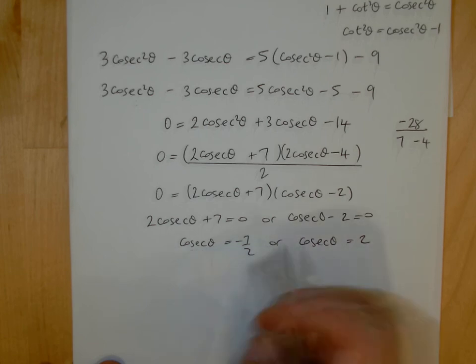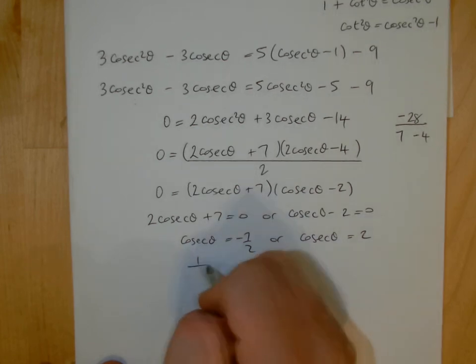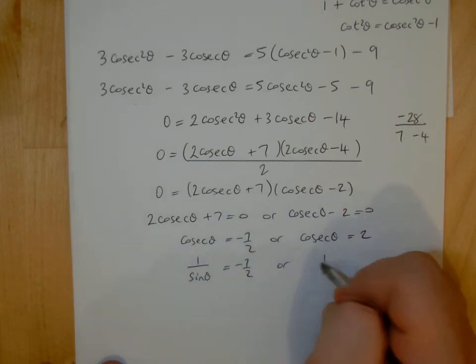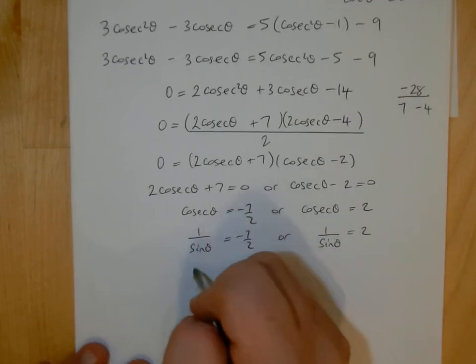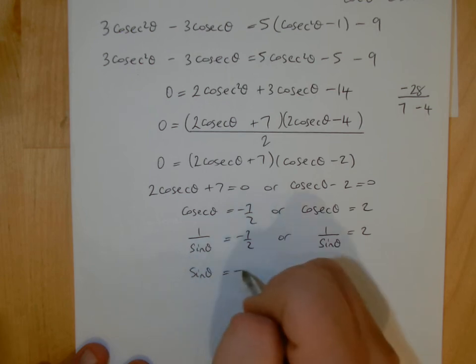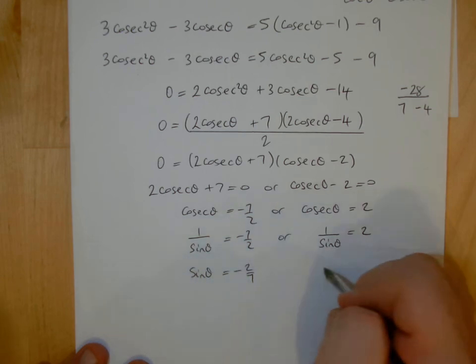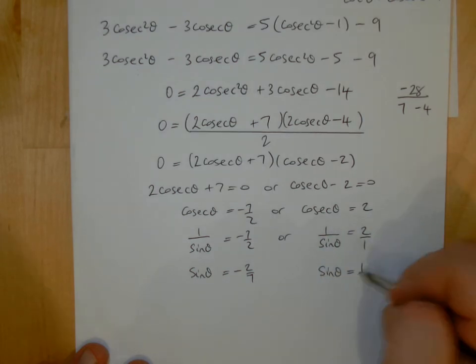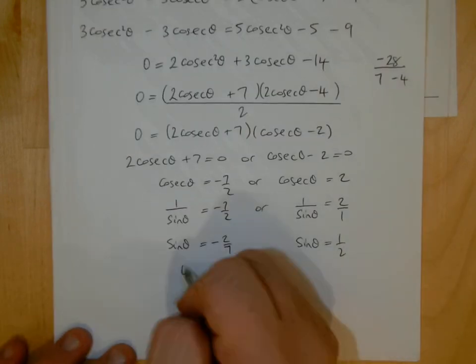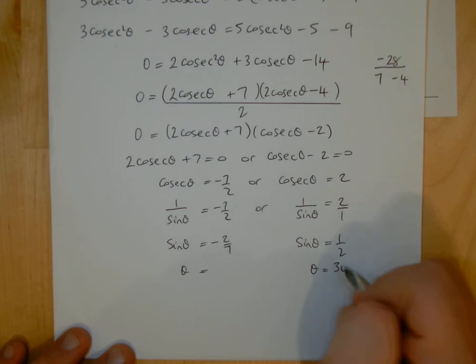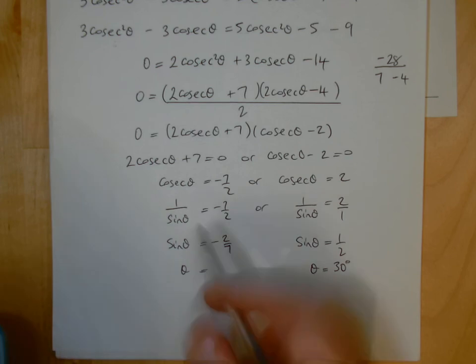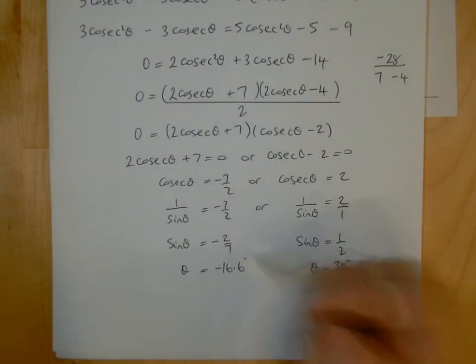Now remember, cosec theta is just 1 over sine. So 1 over sine theta is minus 7 over 2, and the same here, 1 over sine theta is equal to 2. So if we flip this, we get sine theta equals minus 2 sevenths, or sine theta equals, we flip 2, and remember 2 is the same as 2 over 1, so it becomes a half. So then we get 2 results for theta. I know that's 30 degrees. Let's see what this one is: sine to the minus 1 of minus 2 sevenths, and we get minus 16.6 degrees.